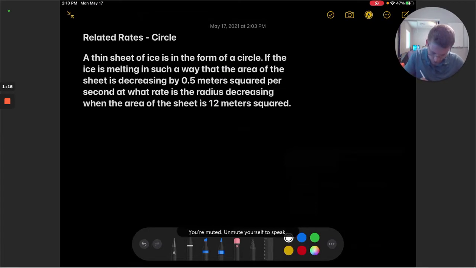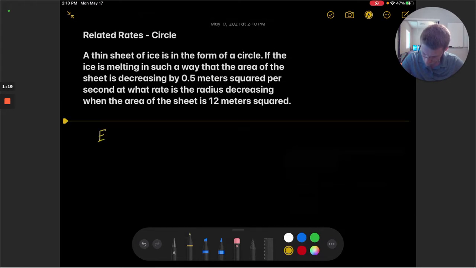So let's consider the equation first. The equation we can consider is just the area of a circle involving the radius. So the equation we could say is the area is equal to the radius squared times pi, or pi r squared, either way.